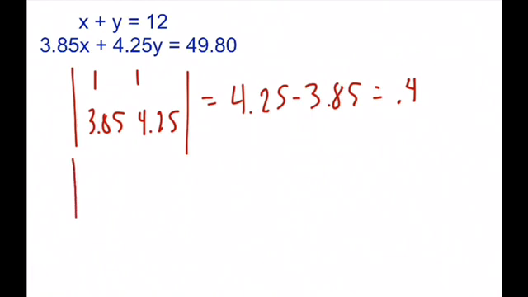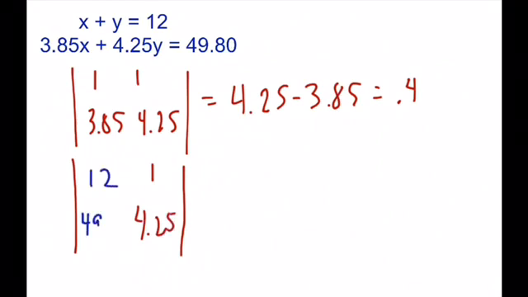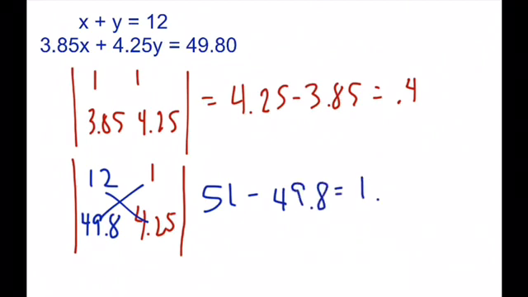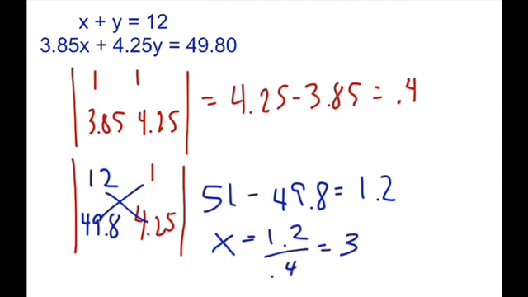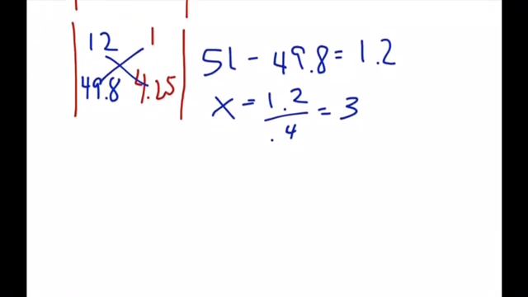Then I'm going to take my matrix and leave the y's in place, but since I'm going to find the x's, I'm going to replace the x's with 12 and 49.8 and find the determinant. So when I do that, I'm going to have 51 subtract 49.8, and that's going to give me 1.2. x is equal to 1.2 divided by 0.4, which is 3. And that goes along with the other ways that I solved this as well.